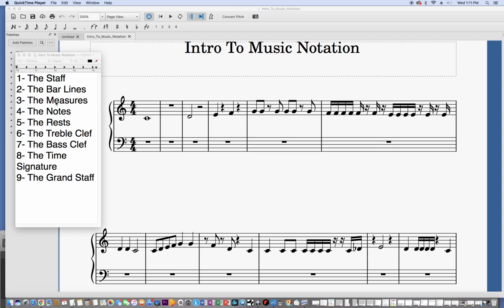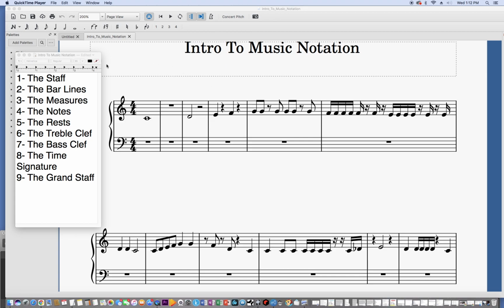So the next item, the measures, the spaces in between the bar lines, right? So you have your bar lines, and in between the bar lines are the measures. Another way to look at it is that music is divided into measures using the bar lines, and each measure has an equal number of beats or counts indicated by this time signature on the left.